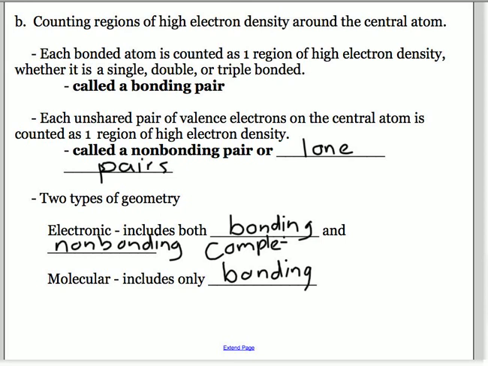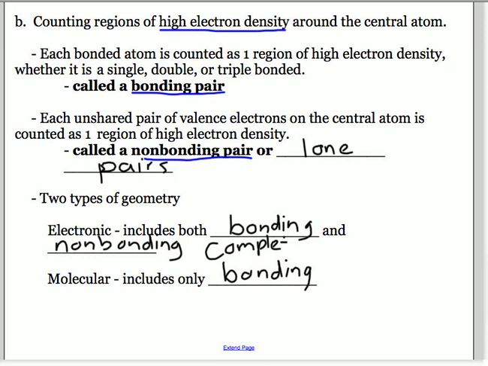So what you're going to do is draw your Lewis structure. For the notes, I've already drawn your Lewis structures, because the thought is that you can draw Lewis structures now. Then you're going to count anywhere there's a high electron density. That means you count your bonding pairs and your non-bonding pairs, or lone pairs. You'll count those up, and then figure out your electronic geometry and your actual molecular geometry.